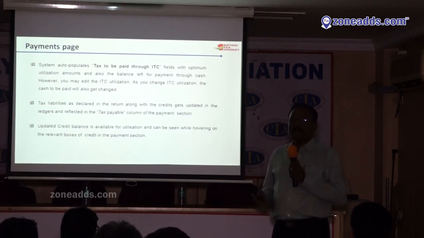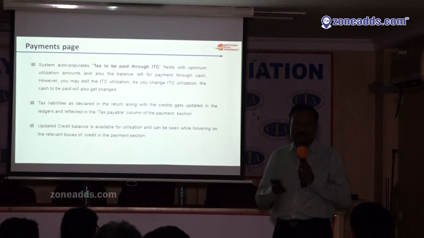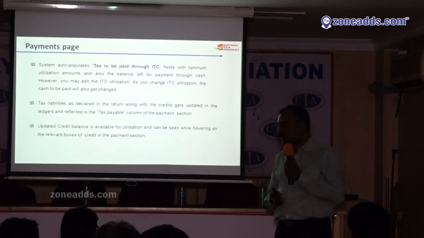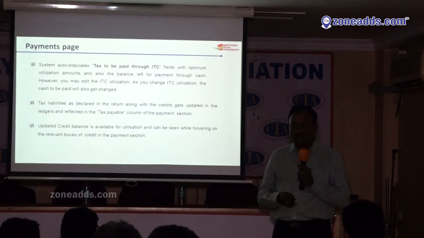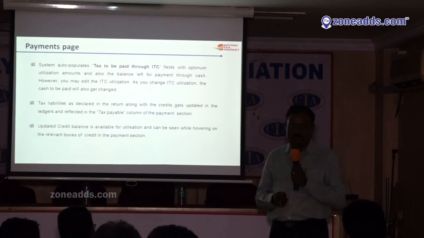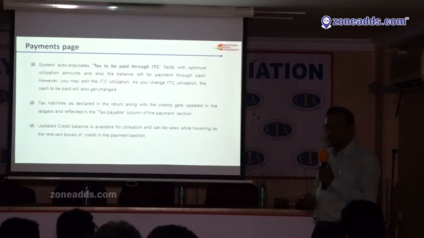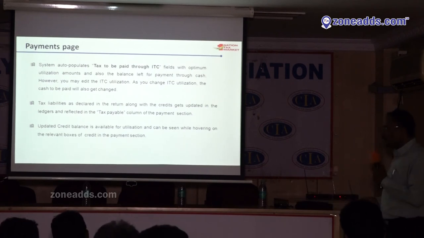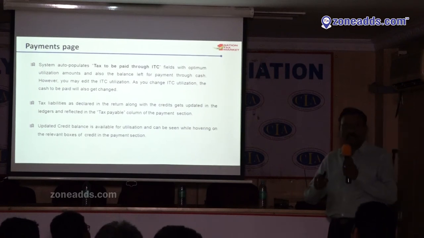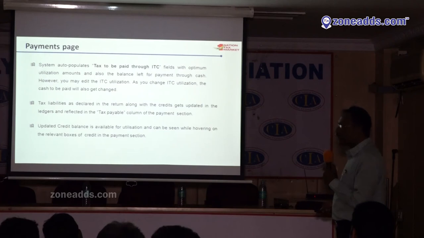Of course, once the error system is fully implemented, it will check whether any errors are also payable by the taxpayer and that will also be adjusted. So balance amount will be populated in the paid through cash column. And when you hover your mouse, hovering means just you move the mouse on the text box, it will say how much balance you have in the credit ledger and cash ledgers. You need not go to the ledgers again and see.